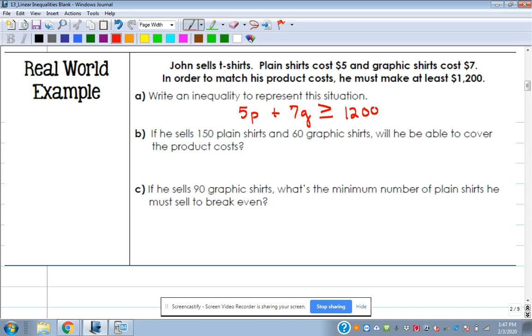That's an important part. So we've written this inequality for that, and it says if he sells 150 plain shirts and 60 graphic shirts, would he be able to cover the product cost? What do we do with those numbers? Plug them in for each of those things. So it's going to be 5 times 150 plus 7 times 60. And the question is, is that greater than or equal to 1,200?